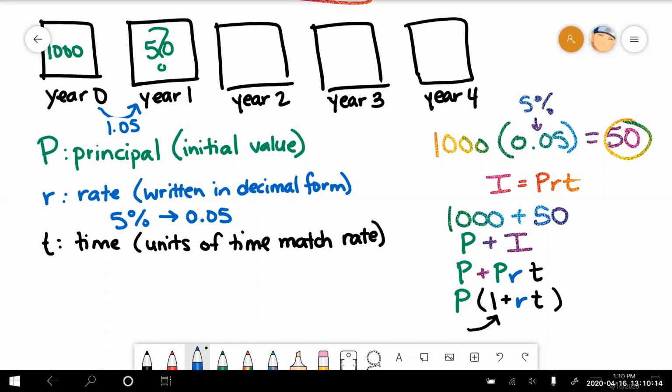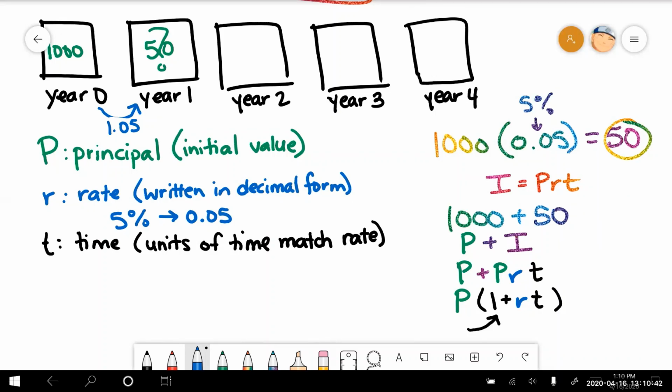We can talk about this in terms of testing, right? 1.05 is equivalent to 105%. And that's when you get 100% on your test plus the 5% extra credit. In this situation of money, this 1 refers to the $1,000. I have my $1,000 plus the 5% that my money just made on its own sitting in the bank.